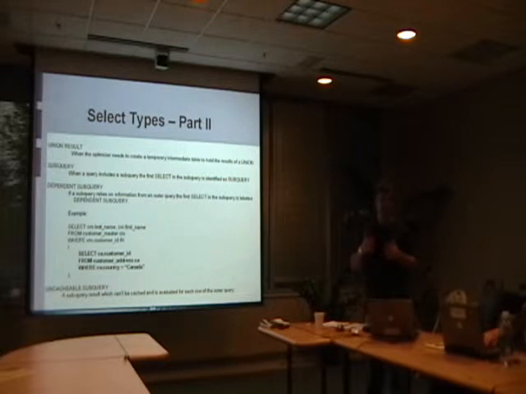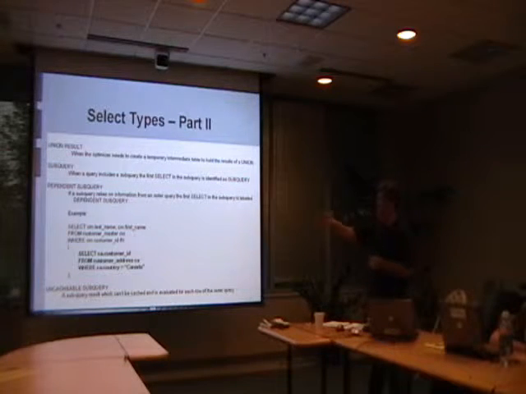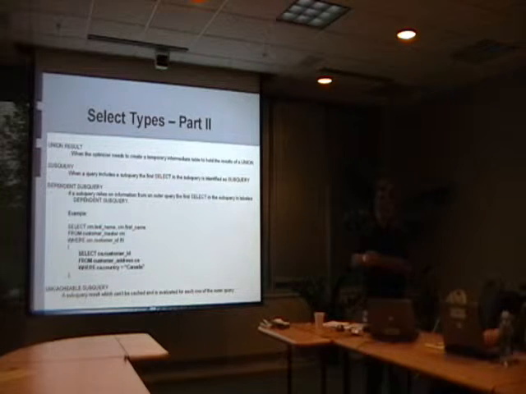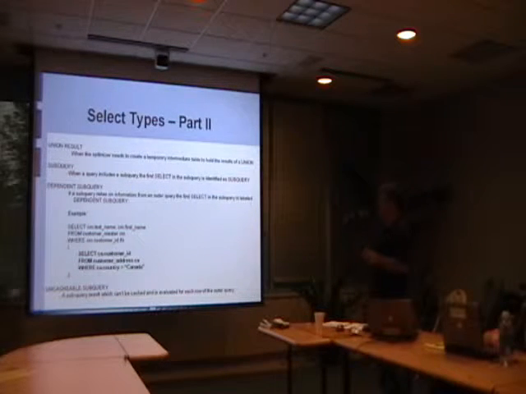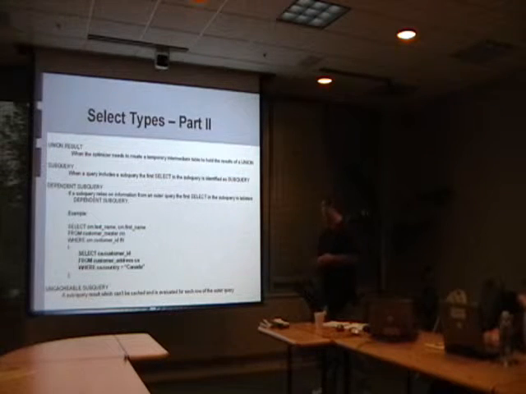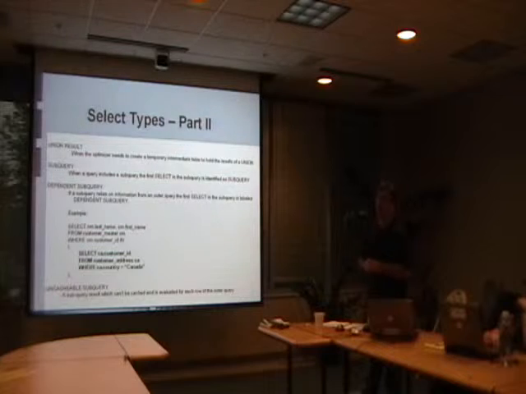Now I mentioned, I think, a dependent union just a minute ago. Same idea. Your subquery down there depends on something in that outer statement. Okay? And an uncacheable query is a subquery result which can't be cached, and it's evaluated for each row of the outer query, and that's a really bad thing. Okay?